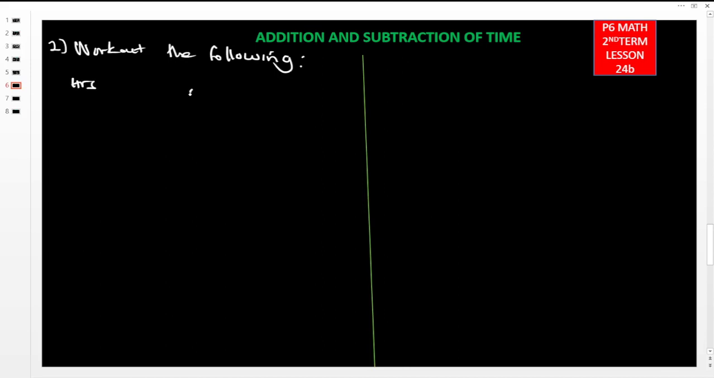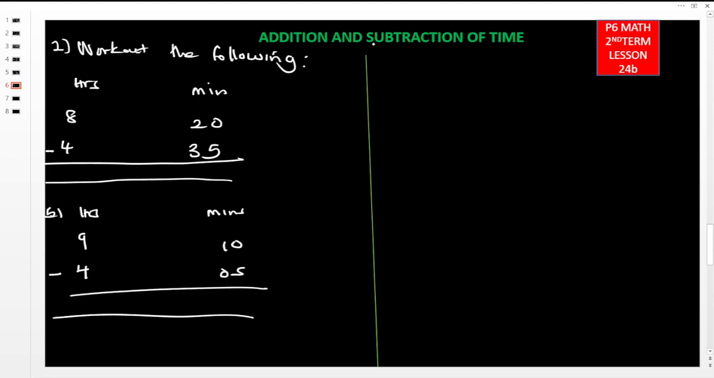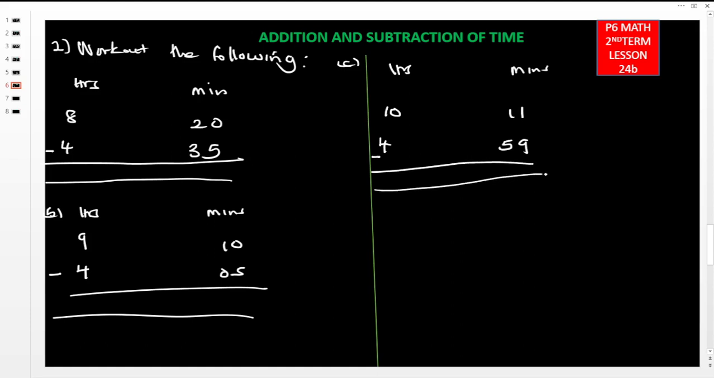We have hours and minutes, then 8, 20, 4, 35. What are we doing? We are subtracting. Part B, hours, minutes. Here we have 9 hours, 10 minutes, 4 hours, 05 minutes. What are we doing? Subtraction. Part C, hours, minutes. Here then 10, 11, then 4, we have 59. What are we doing? We are subtracting.